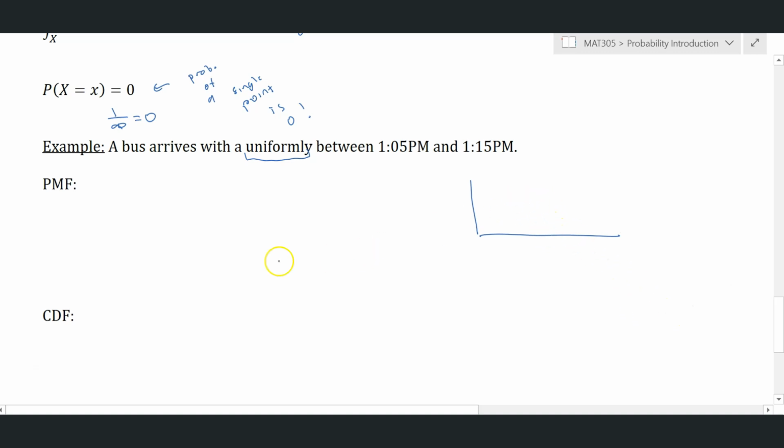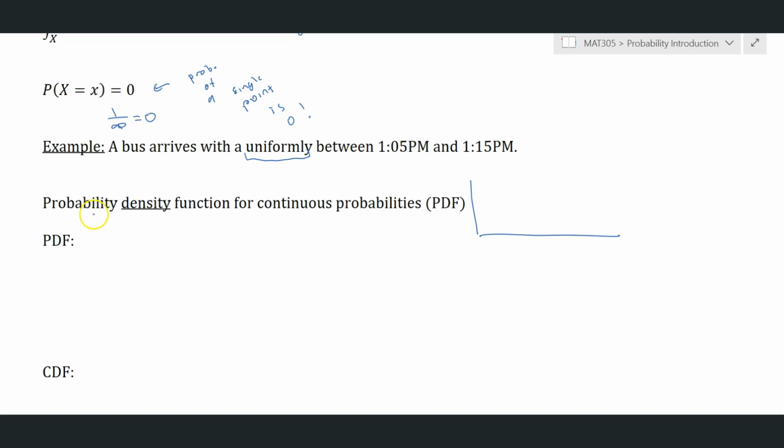So again, let's take a look at the probability. In this case, this should be called a probability density function when it's continuous. That's just a naming detail, the difference. We call these PDFs. And so here we'll have x. Let's just define x to be the bus arrival time. So it's basically the set of all times. And we know that it's going to arrive somewhere between 1:05 all the way up to 1:15, including possibly those two endpoints. It could arrive at 1:05 or at 1:15.